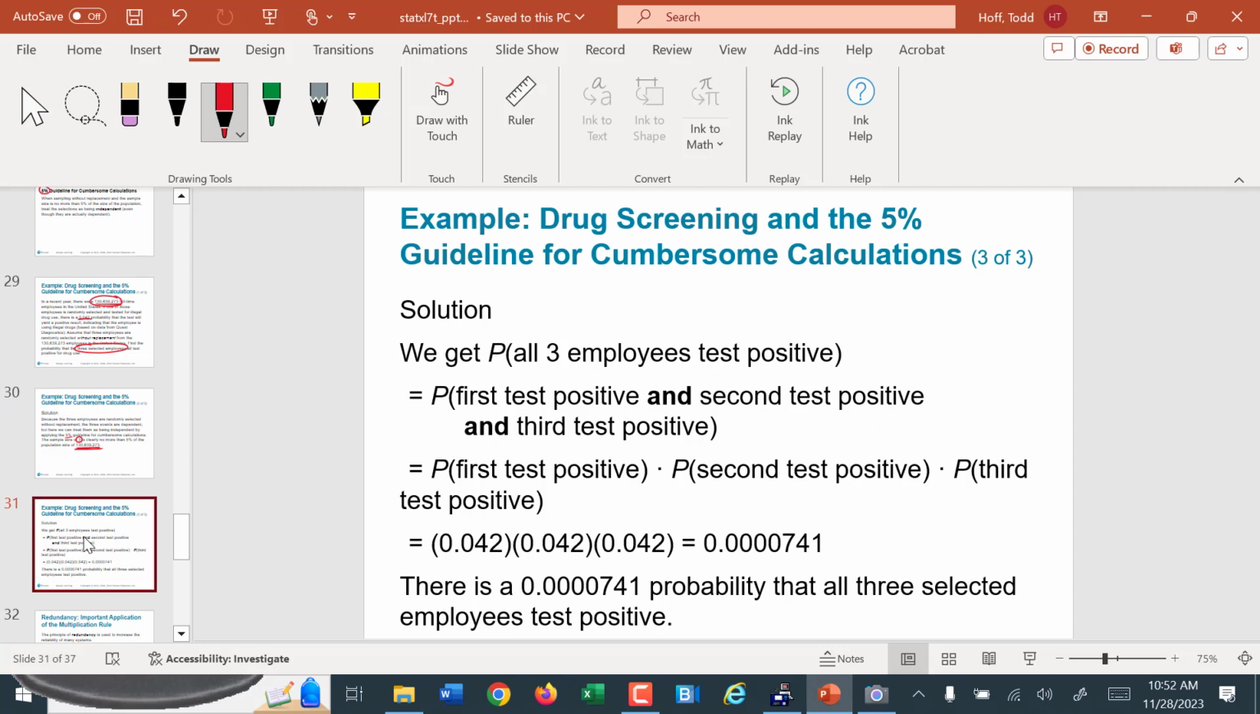We're just going to take 0.042 chance of the first one being positive times the 0.042 chance of the second one being positive times a 0.042 chance of the third one being positive to get an overall probability that all 3 will be positive of 0.0000741.